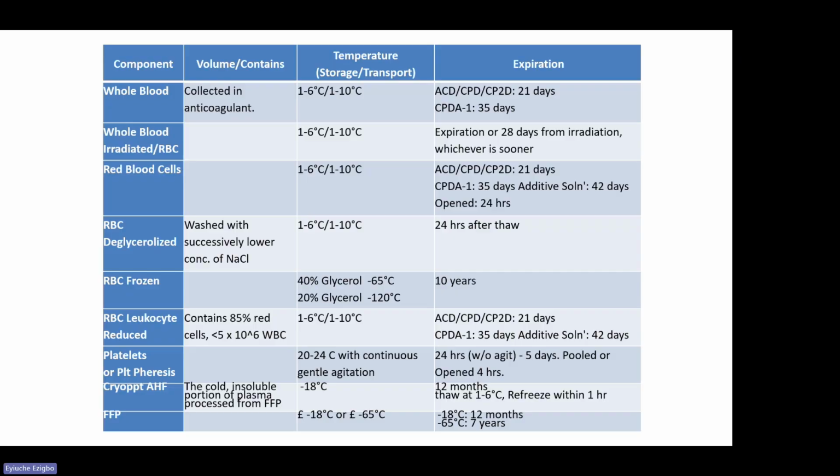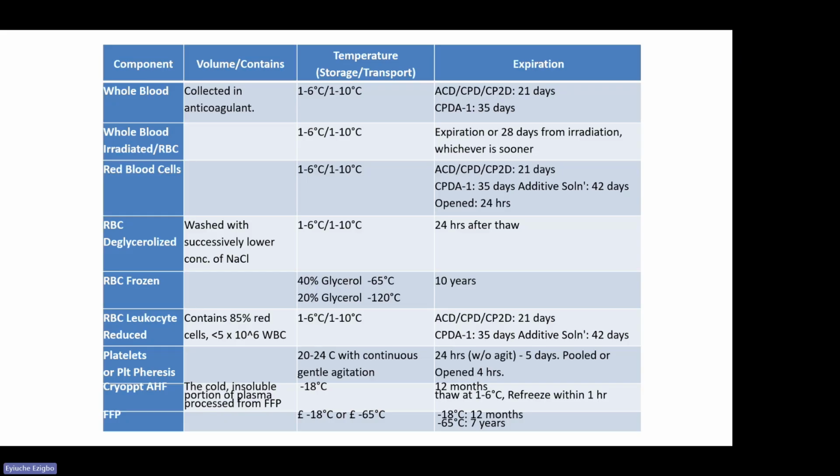So some of the components we can get from any blood, from the whole blood, include transfused blood as whole blood. That is blood containing the full components, both the plasma and the cells, nothing is separated from it. We collect it in anticoagulants and store it at a temperature of 1 to 6. The expiration date is up to 21 days, depending on the anticoagulant, or 35 days if it is in a CPDA. Then we can also have whole blood that is irradiated.